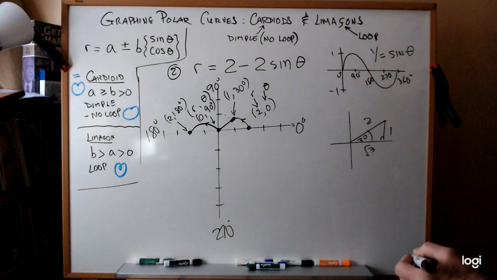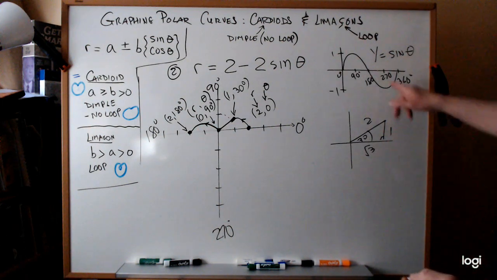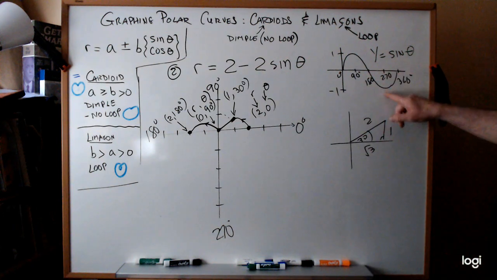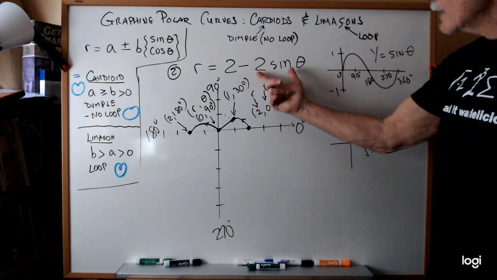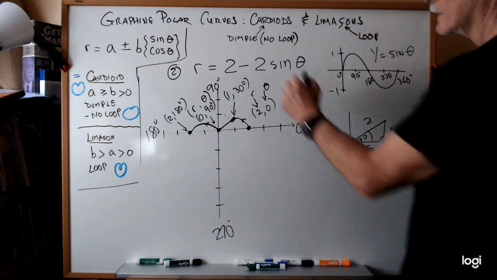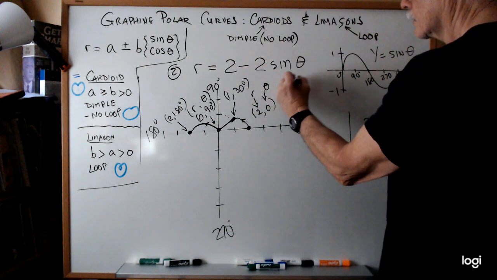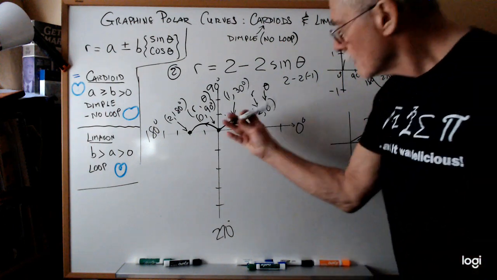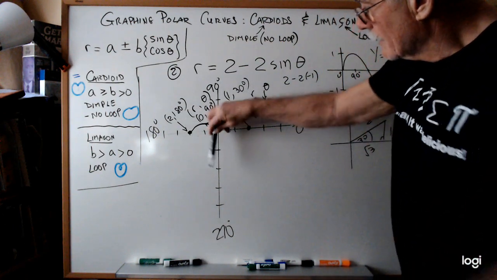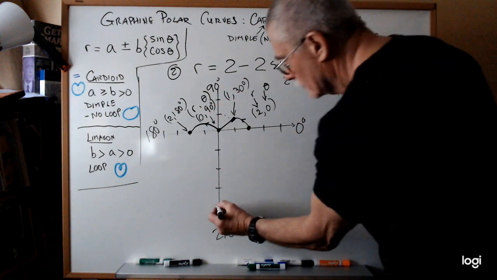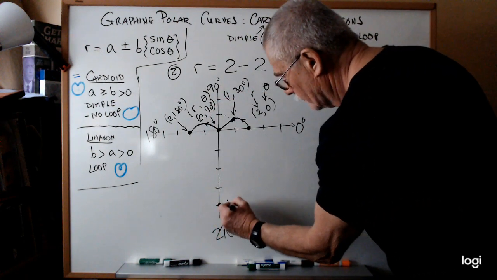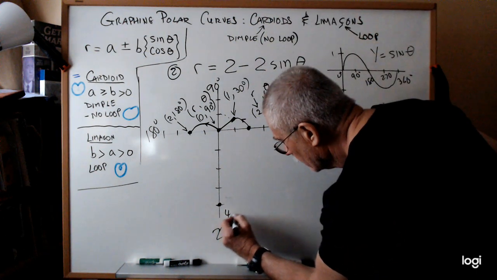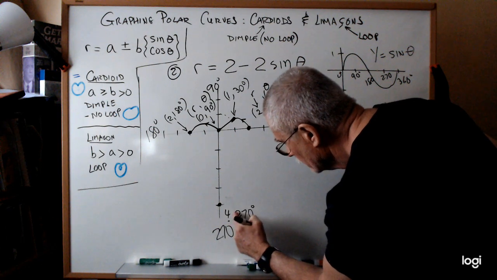Let's look at our 270 now. We'll sort of fill in between. At 270, sine is -1. If I put a -1 in here, I get 2 minus 2 times -1, and I end up with a 4. That means that when I come around here at 270, it's going to be a distance of 4. So this will be 4. Let me put it in a place where it's not going to interfere. 4, comma, 270 degrees.